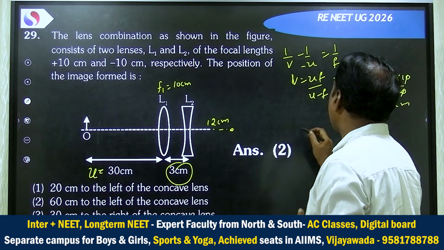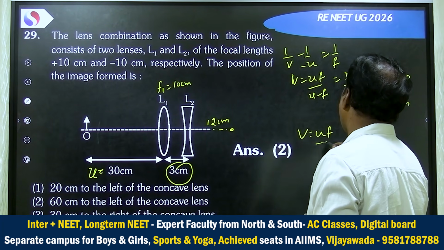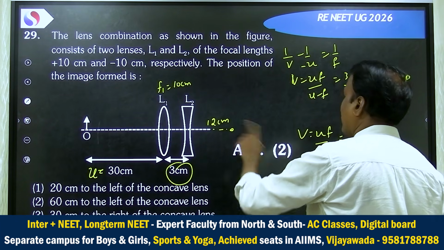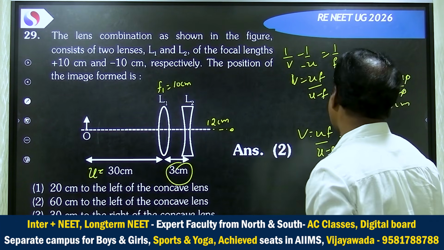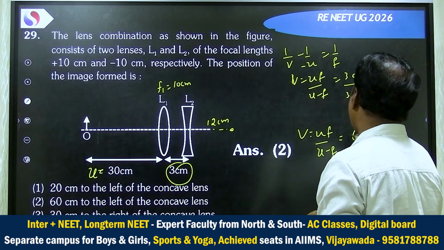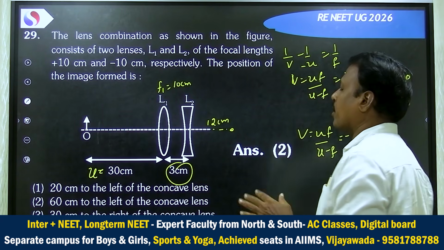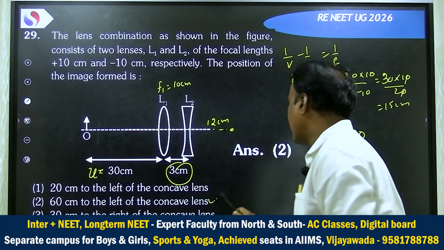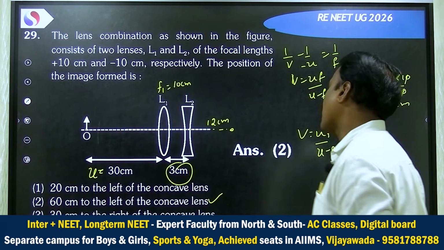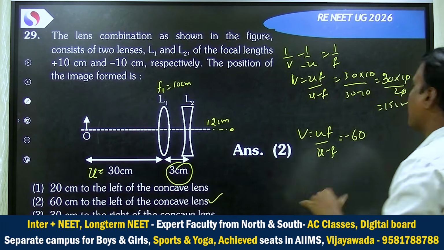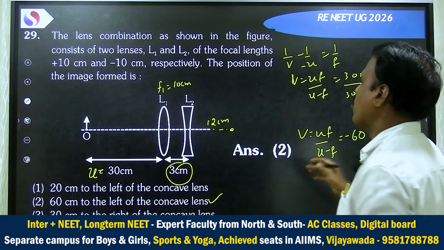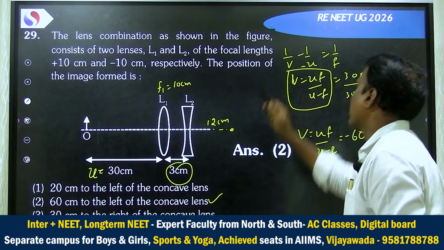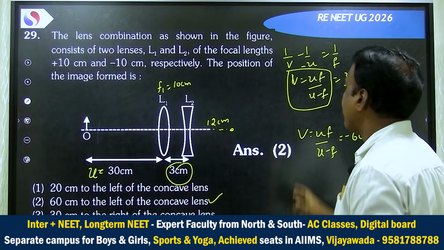Again, you need to use the same uf by u minus f. Use 12 as u and minus 10 centimeter as f. Then you will get this particular answer as minus 60, and minus 60 stands for the left side of the concave lens. If you get minus here, that is on the left side, positive here, that is on the right side. So it is also well planned from the lens formula.